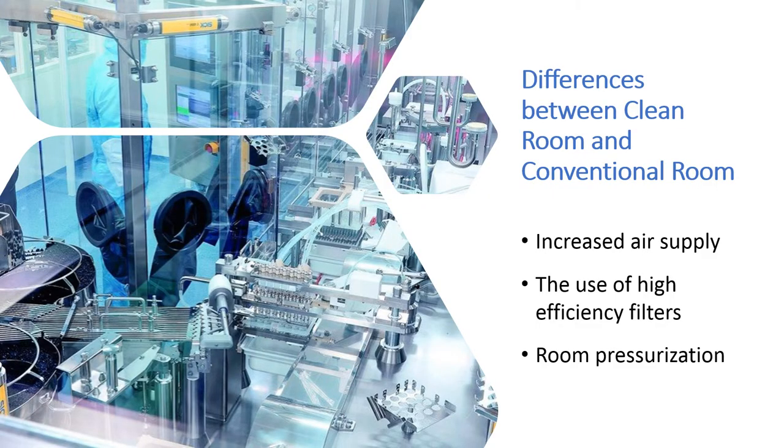A clean room differs from an ordinary ventilated or conditioned room mainly in three ways. First, increased air supply. The increased air supply is an important aspect of particle control. Normal air conditioning systems are designed for 0.5 to 2 air changes per hour, essentially based on the occupancy level or as determined from the building exhaust levels.